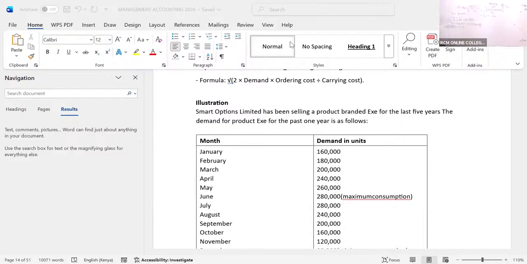How about decimal points? We shall always put decimal points. It was 224 point what? Oh, I thought it was exact. 223.61. That's okay. That's okay.